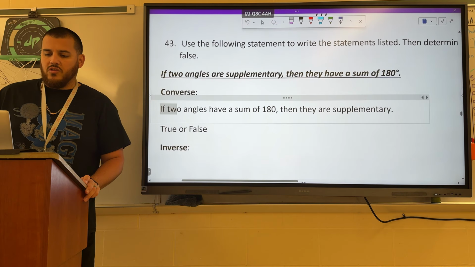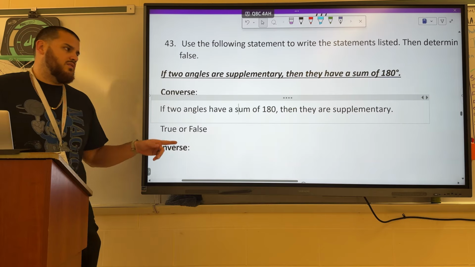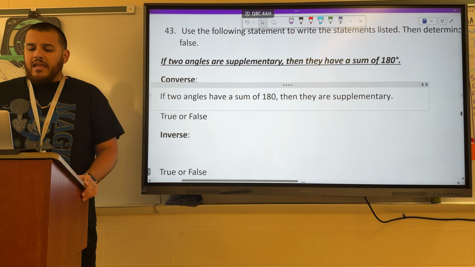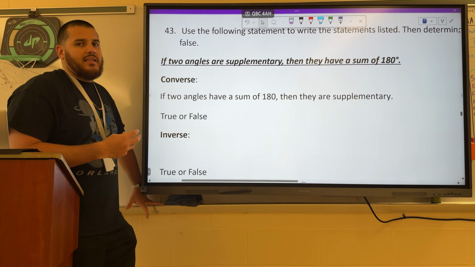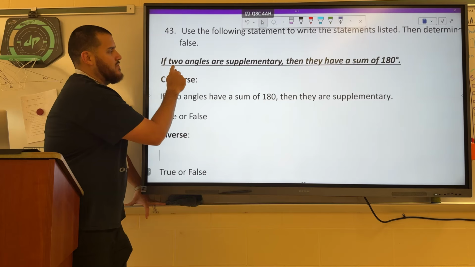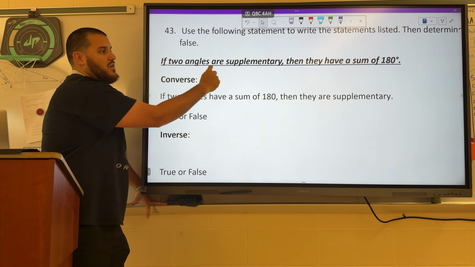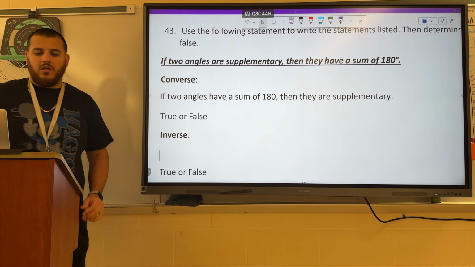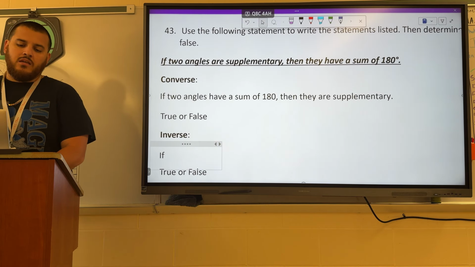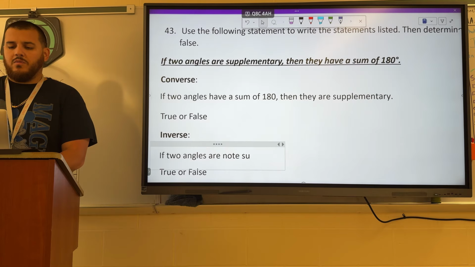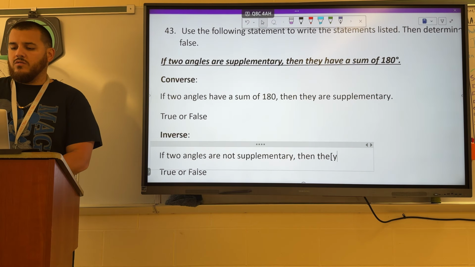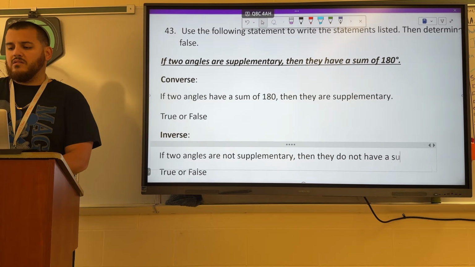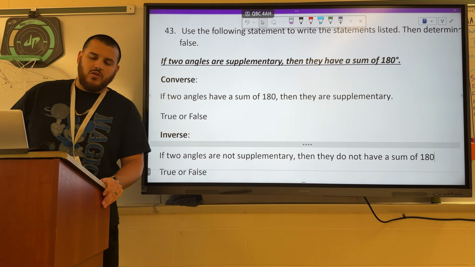And that is a true statement, right? We're also being asked here to evaluate if these are true or false. That's true, right? Our inverse is then negating the hypothesis and conclusion. So that would be saying the opposite of what's happening. So instead of two angles being supplementary, we would say if two angles are not supplementary. So there's no switching in the inverse, there's just negating. So if two angles are not supplementary, then, and we also negate the conclusion, then they do not have a sum of 180 degrees, would be our inverse.